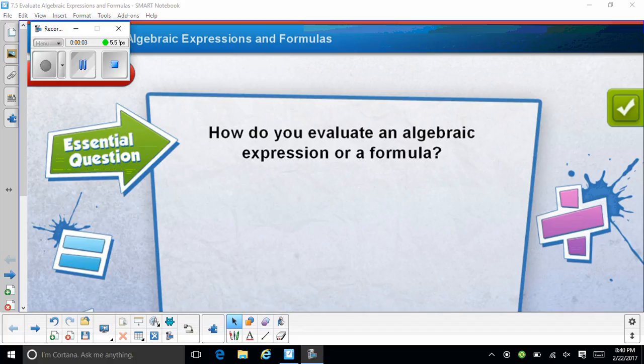Lesson 7.5, Evaluate Algebraic Expressions and Formulas. In today's lesson, we're going to learn how we can evaluate or solve an algebraic expression or formula. Let's go ahead and get started.